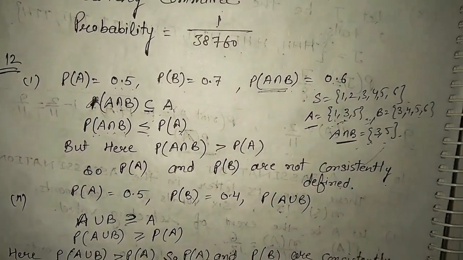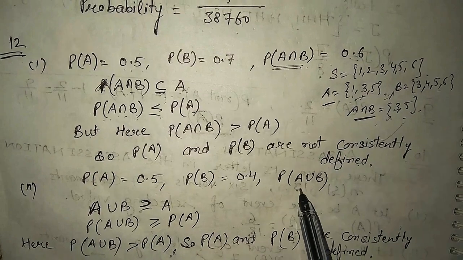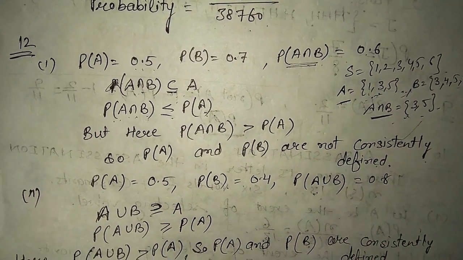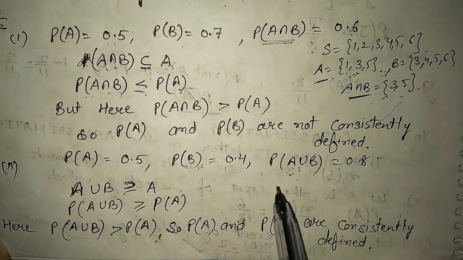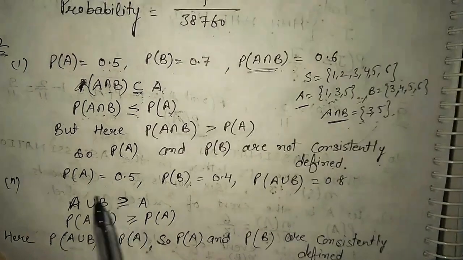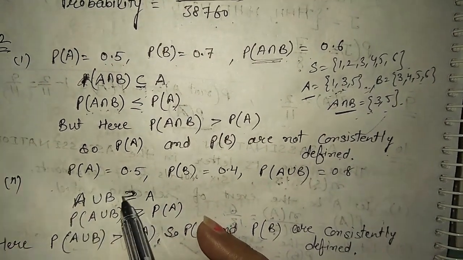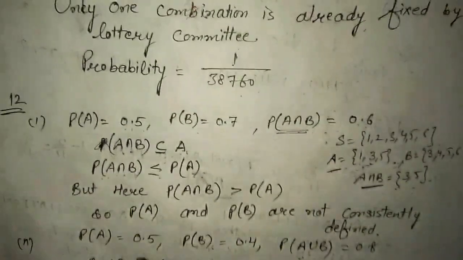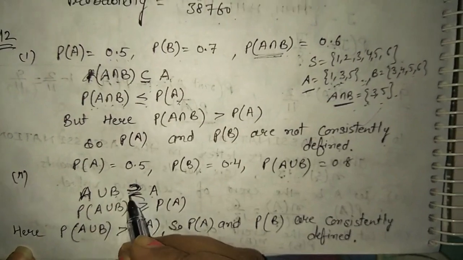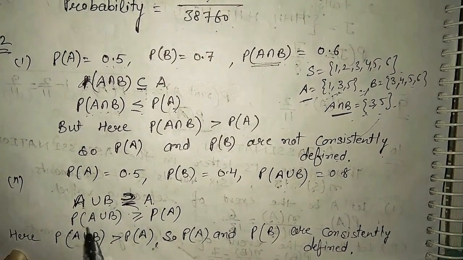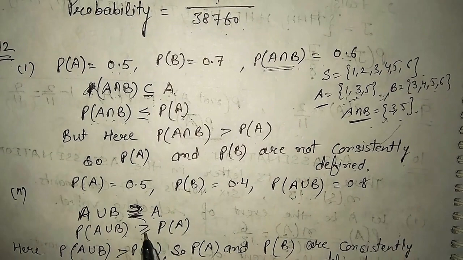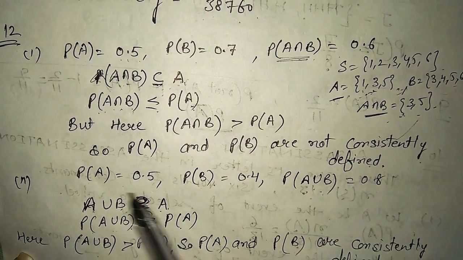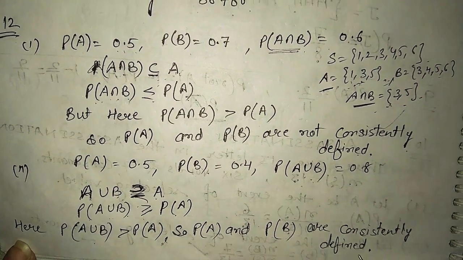Now look at the second part. P(A) is given, P(B) is given, P(A union B) is here 0.8. In this question, we know that A union B is a superset of A and B. A union B is a superset of A or is equal to A. So P(A union B) will either be greater than P(A) or equal to it. But here P(A union B) is given as greater, so these are consistently defined.